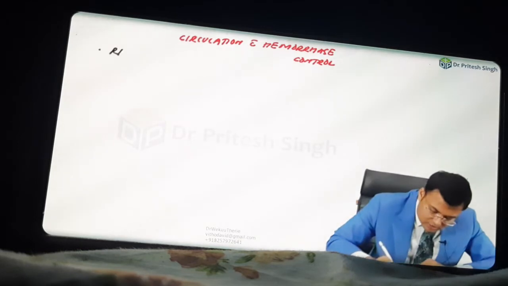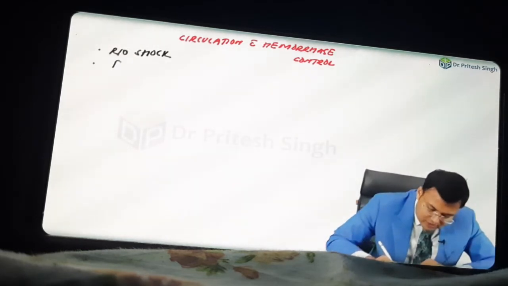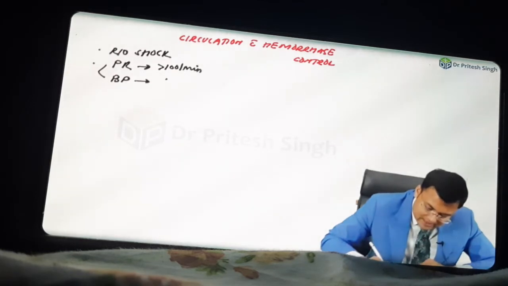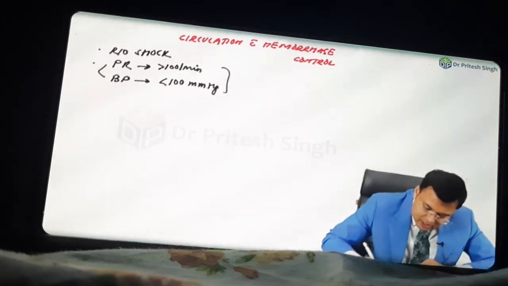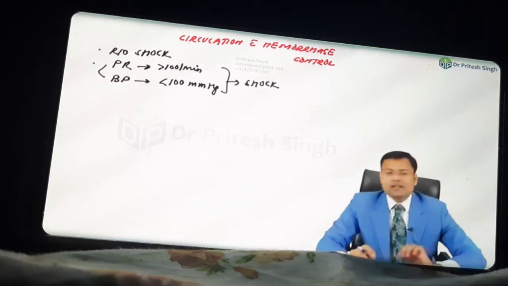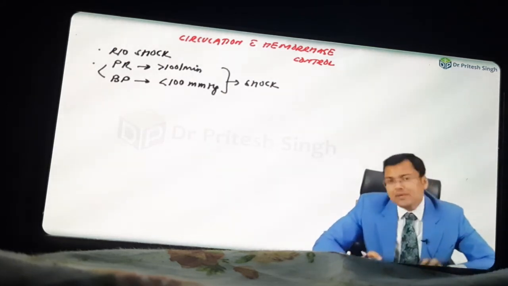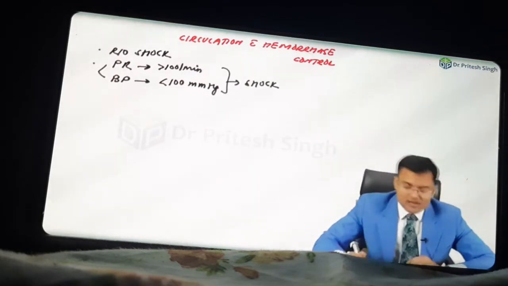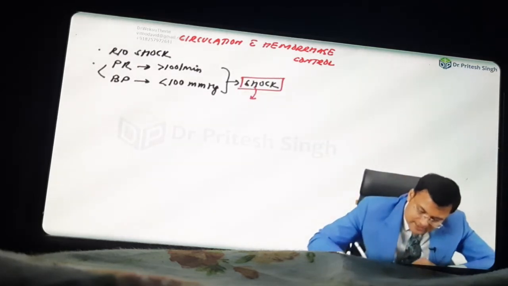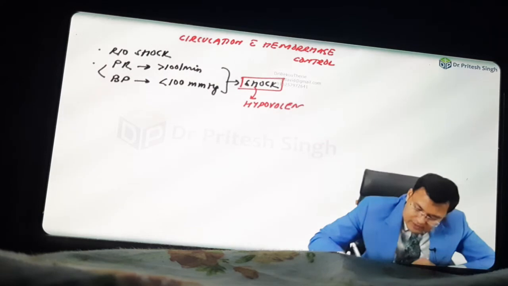Now see, circulation with hemorrhage control. Here we have to rule out shock in the patient. How can we rule it out? Assess the vitals. We assess the pulse rate and BP. If pulse rate is more than 100 per minute and systolic blood pressure is less than 100 mmHg, it is suggestive of shock or unstable vitals. Any patient who is coming to you with shock and the cause is trauma, what is the cause of shock? It's blood loss. So basically, it's hypovolemic shock because of blood loss.